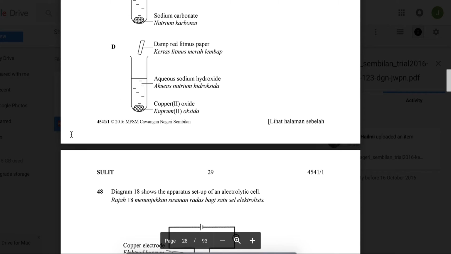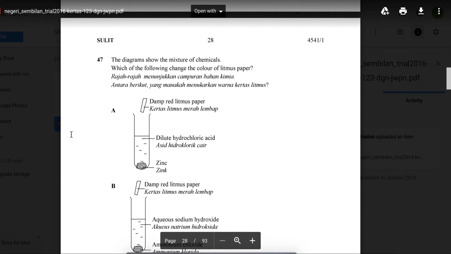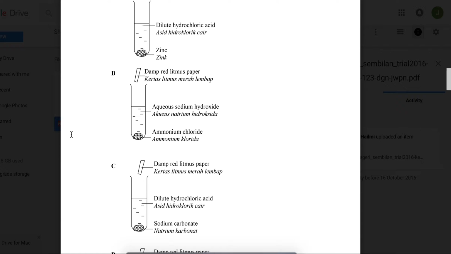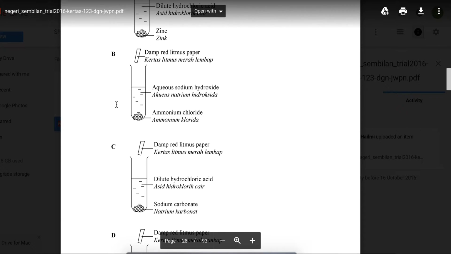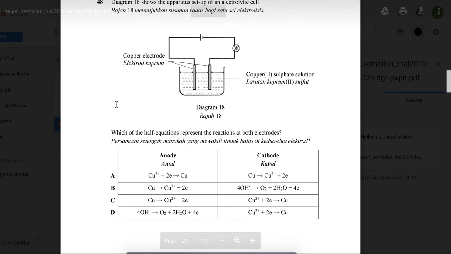What is this? I see red litmus paper. Which of the following change? No, no, no, this is another chapter. Okay, no.